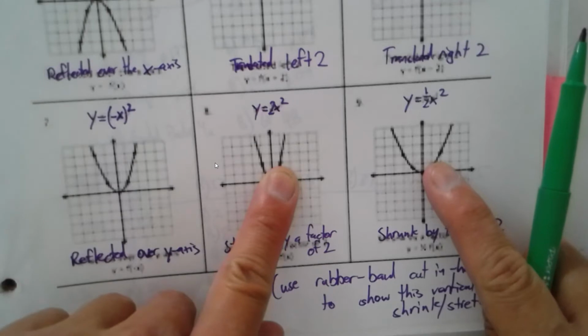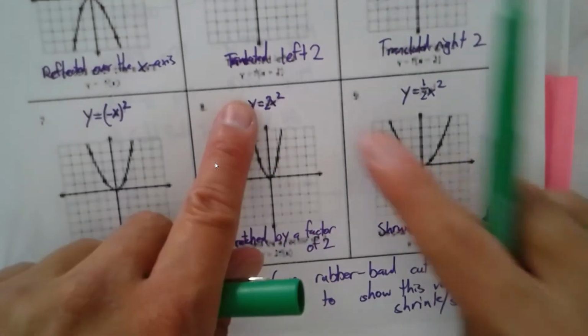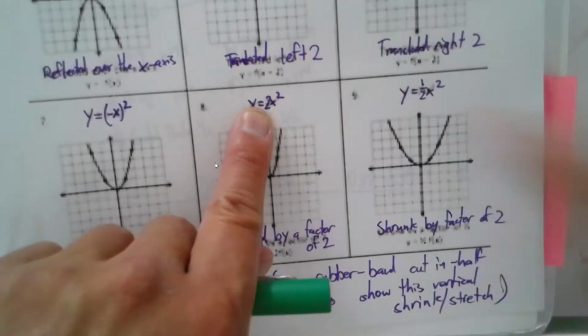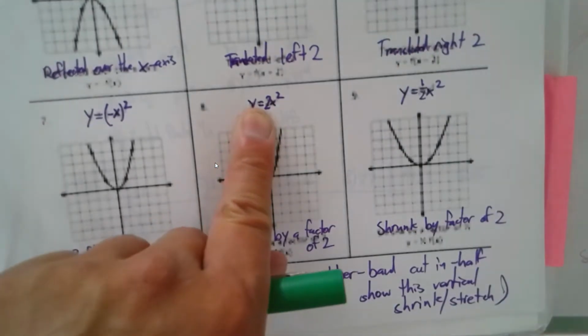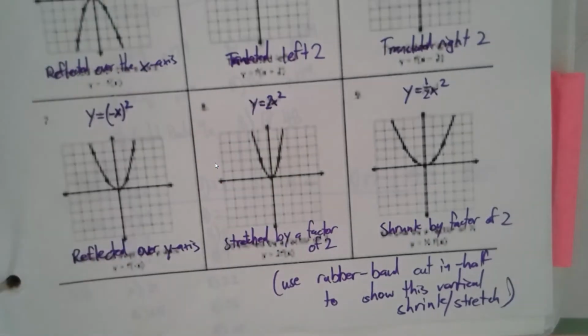Why is it that this is more narrow than it is wide, if I have a bigger coefficient number in the front? Coefficient is the number in the front, so it's 2x squared, okay? Why did it make it skinnier? That's hard. That's really hard. Yeah, fire.